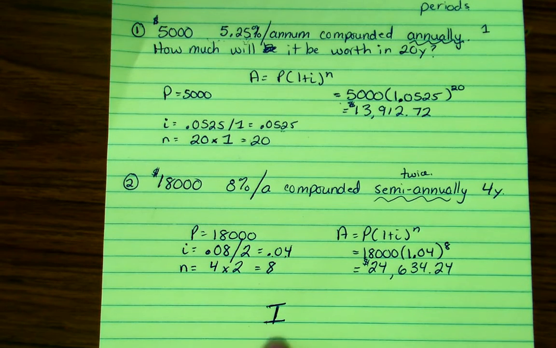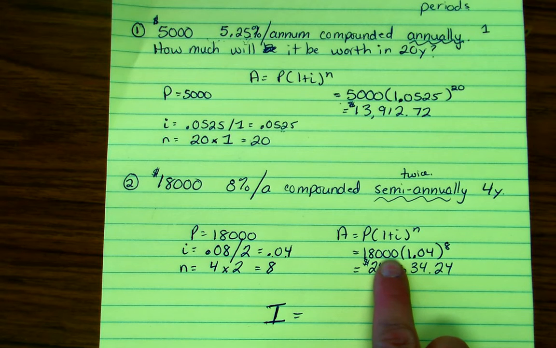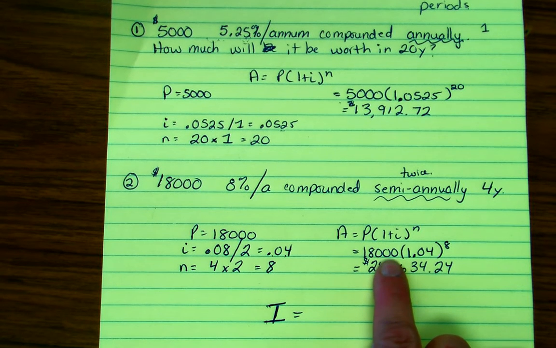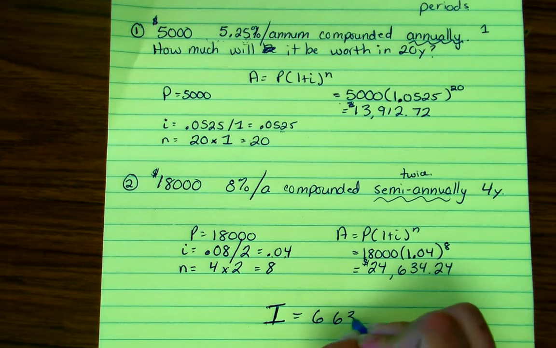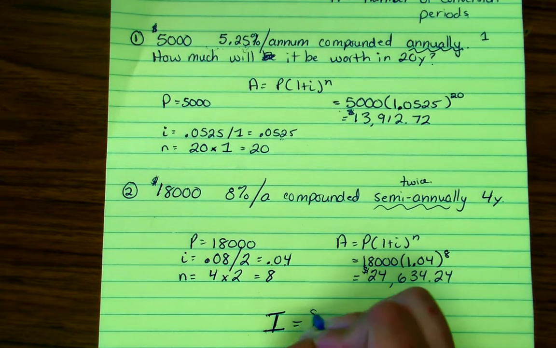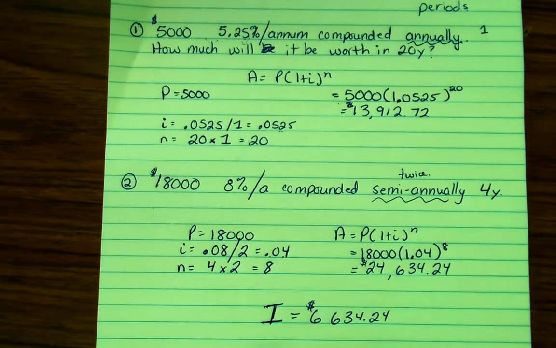is just how much of this is extra money. I put in the $18,000, so $18,000 of it was mine. Now it's worth $24,634.24. So if I take off the $18,000 that was my money, that gives me $6,634.24 is interest. Interest is always extra. Extra money you get or extra money you pay.